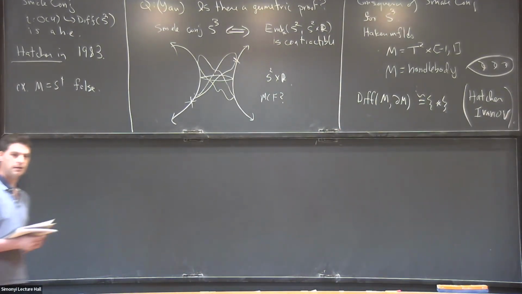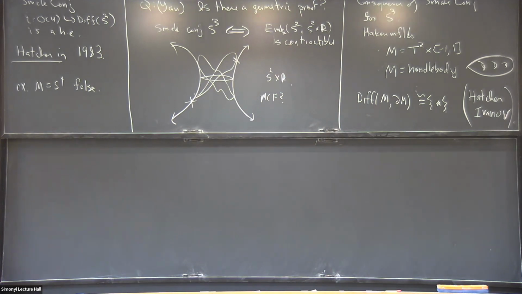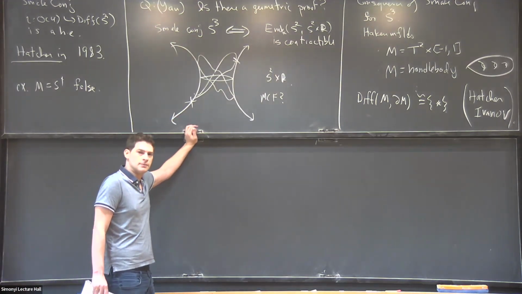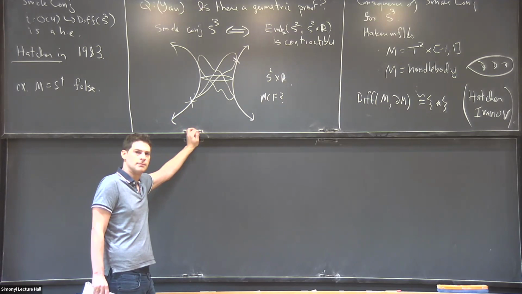Did you say that Hatcher used mean curvature or not? No, he did it all by hand. Yeah, there was no mean curvature flow in Hatcher's argument. So is it difficult to prove the contractibility if you have S1s everywhere? Sorry, if you have S1s. So what you're drawing is really embeddings of S1 into S1 cross R, right? You mean this one here? Yeah. So is contractibility still difficult to prove for S1?